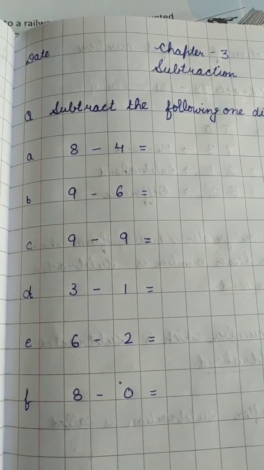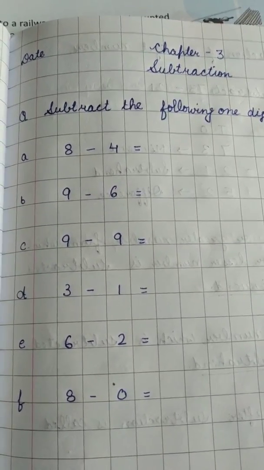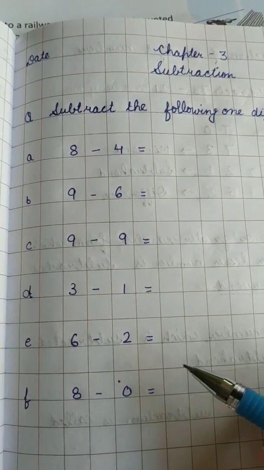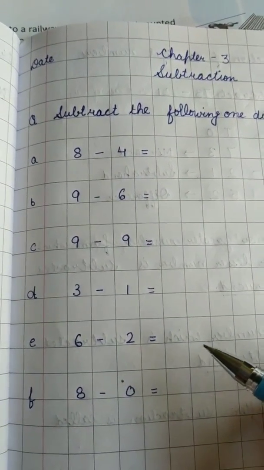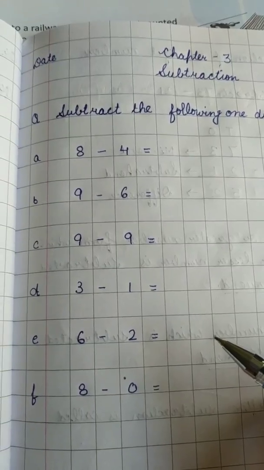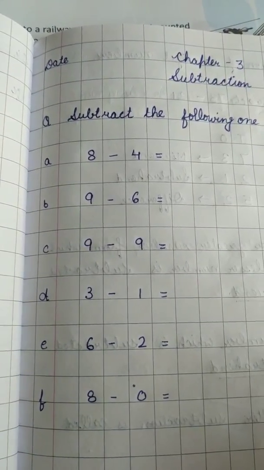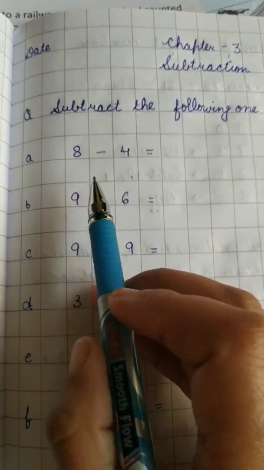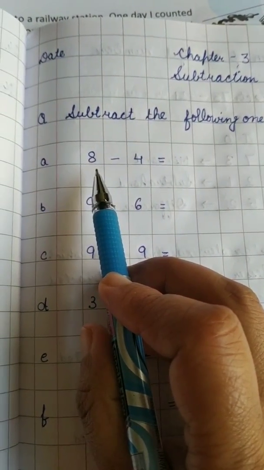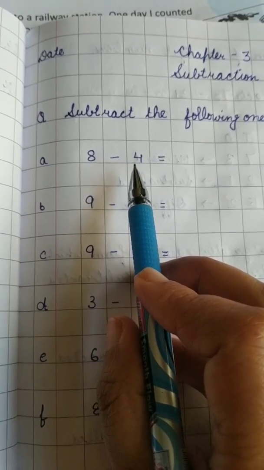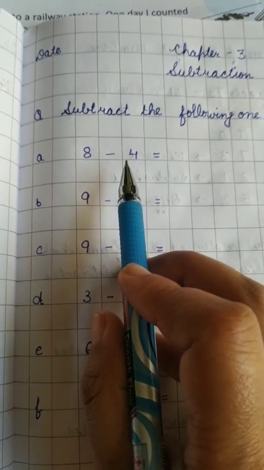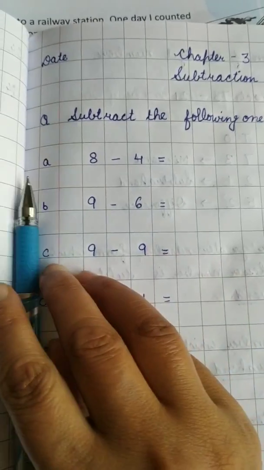Now we are going to start with chapter 3 subtraction. Here we will have practice questions, just one digit numbers subtraction. So how will you do? Just see this. Okay children, here the first part is 8 minus 4. See children, this number will be greater, and the next number will be smaller always in the subtraction. Now 8 minus 4, how will you do? There are two methods. You can follow any method.